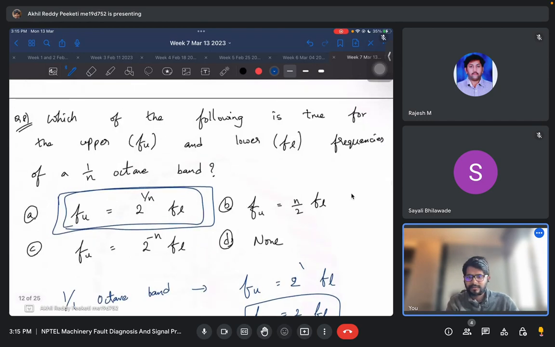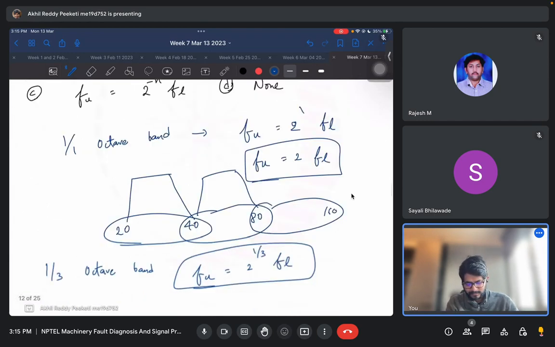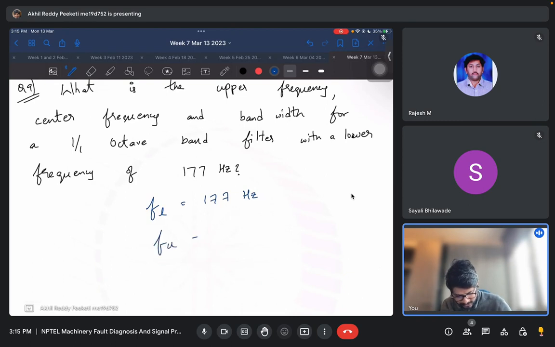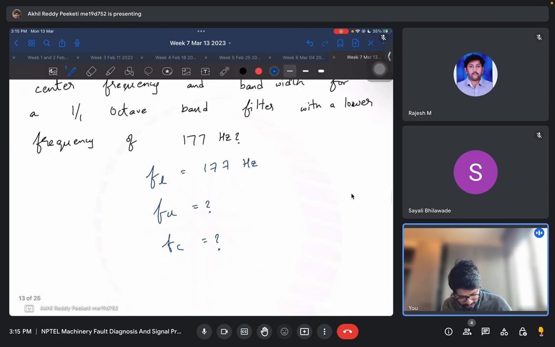Okay, I hope this is clear. So the next question: what is the upper frequency, center frequency and bandwidth for a 1 by 1 octave band filter with a lower frequency of 177 Hz? So we were given the lower frequency. We need to find the upper frequency, center frequency and bandwidth.